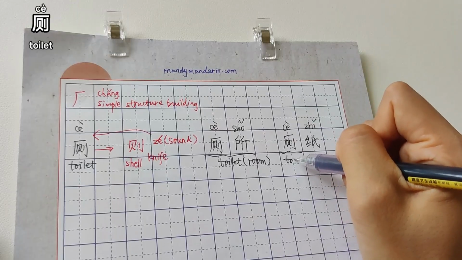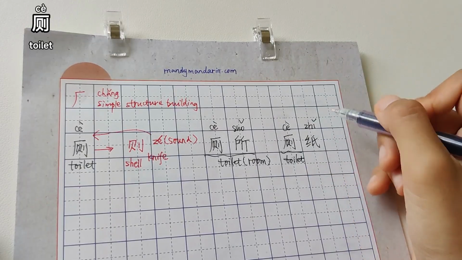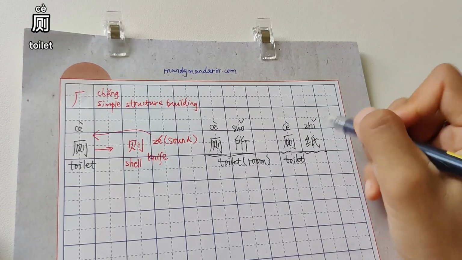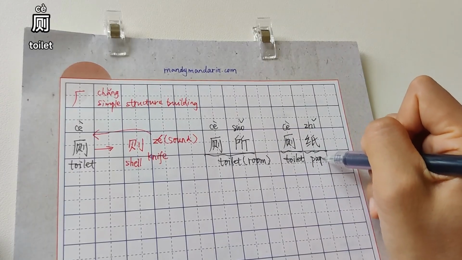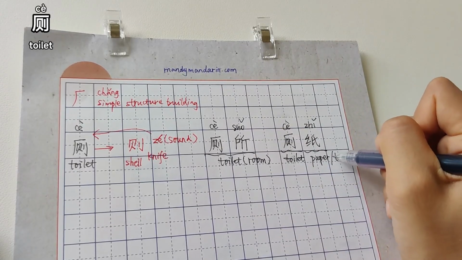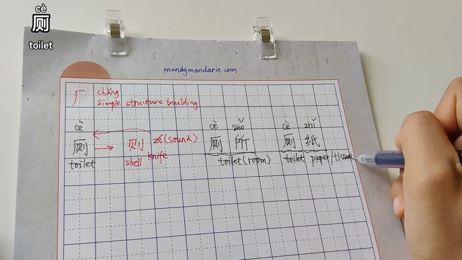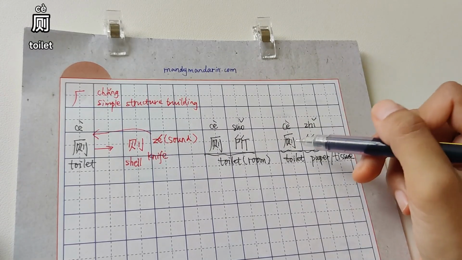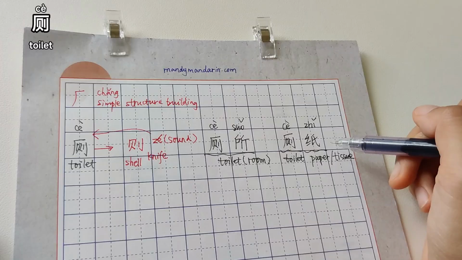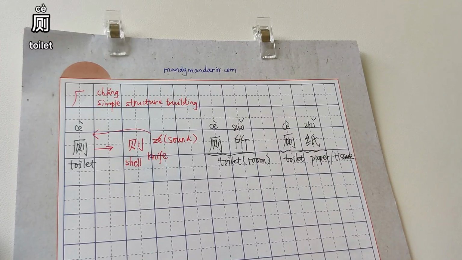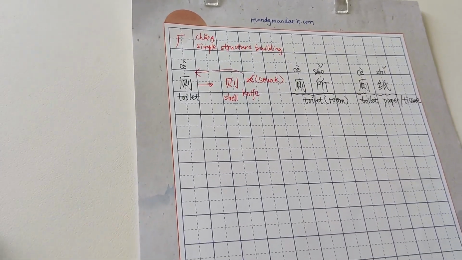厕 is the toilet, and 纸 is the paper or tissue. Yeah, so 厕纸, toilet paper, toilet tissue. And let's get to the next one.